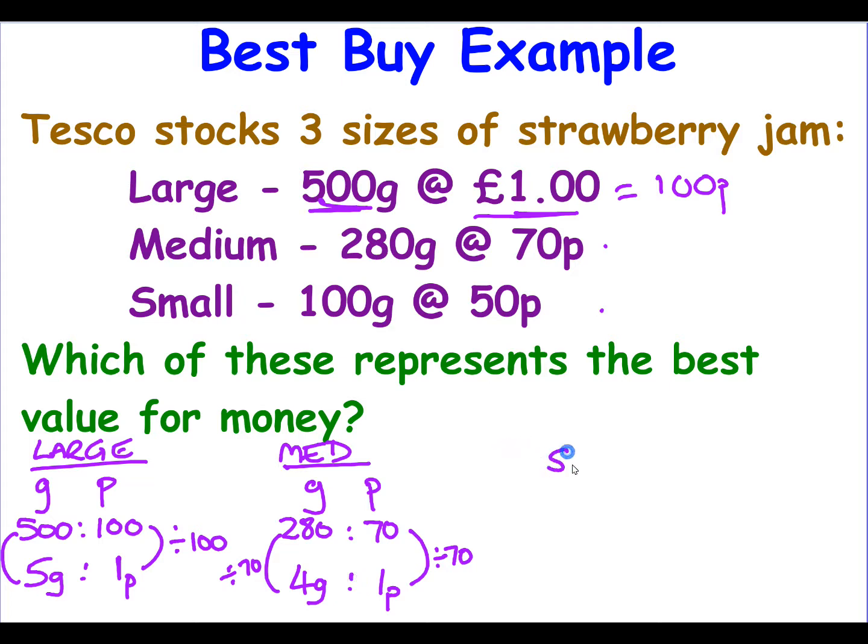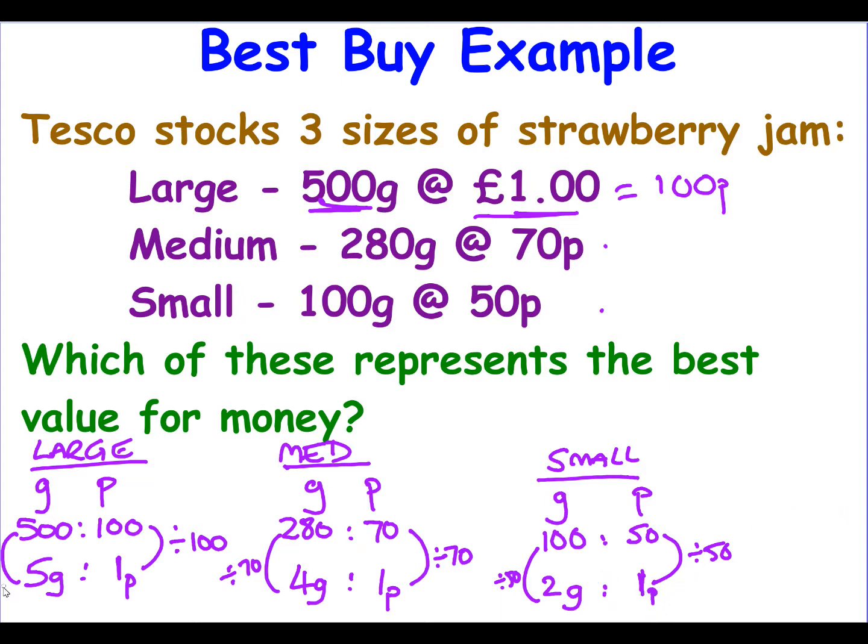And then finally, our small jar. Our small jar again has a relationship between grams and pence, and this time it's 100 grams to 50 pence. I want to compare like with like, so I'm going to see how much a small jar costs me for just 1 penny. How much jam do I get for my 1 penny? So to go from 50 to 1, I've divided by 50. What I do on one side, I do on the other, and it's telling me the small jar I get 2 grams for my 1 penny.